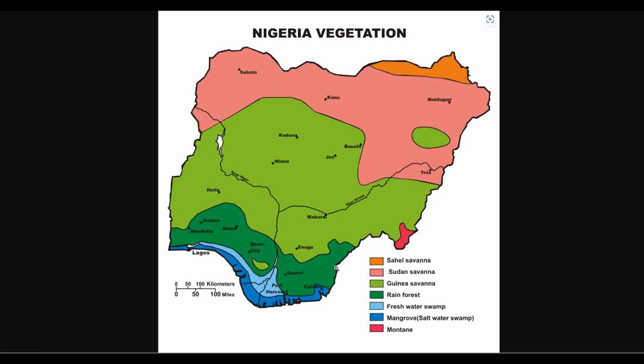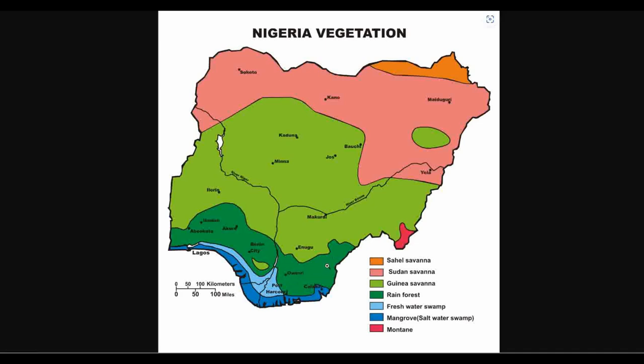So you need to find a way to remember all these states. It's very key in the exam. So if you look at this map, all the states mentioned are here, but they listed their capitals. So Ogun is here, you have Oyo here, you have Ondo here, you have Edo here, you have Imo here.